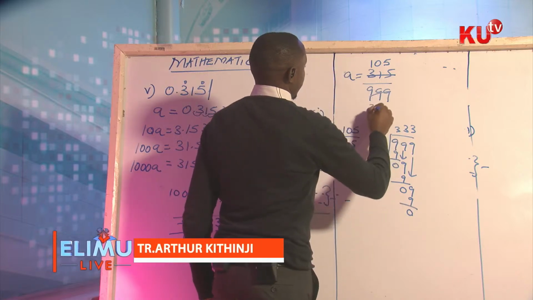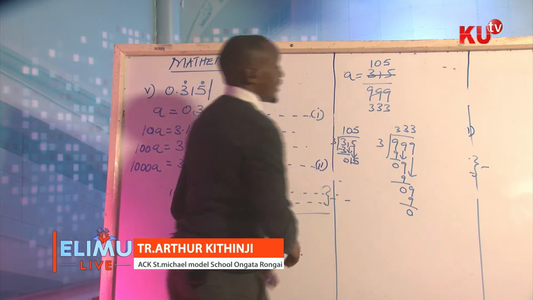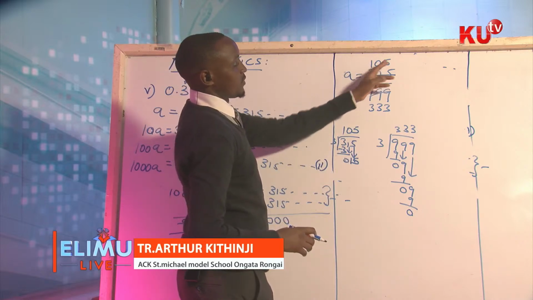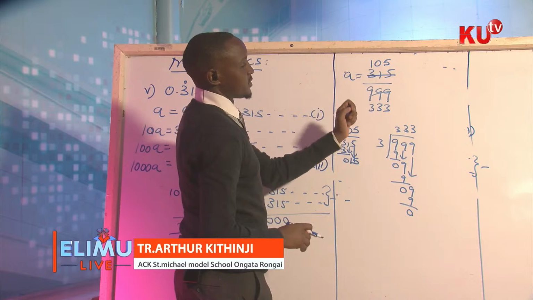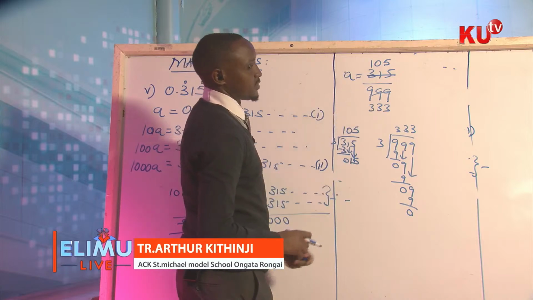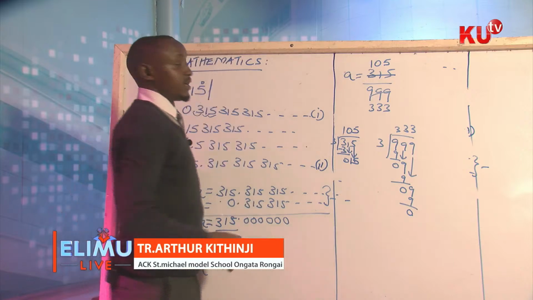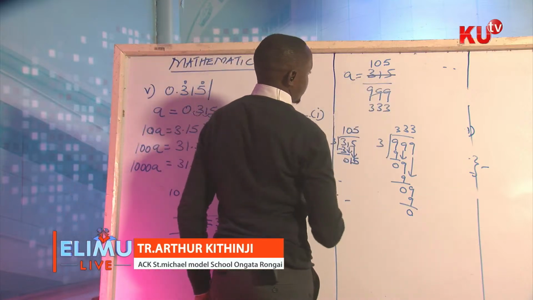So this is 333. Again, let's check. 1 plus 0 is 1. 1 plus 5 is 6. 3 plus 3 is 6. 6 plus 3 is 9. So both of them again form a number divisible by 3. That means 105 is divisible by 3.